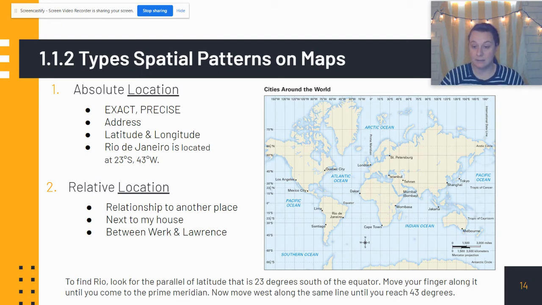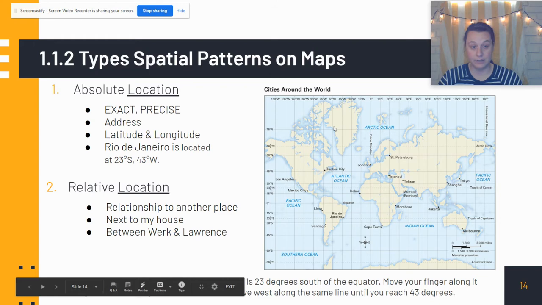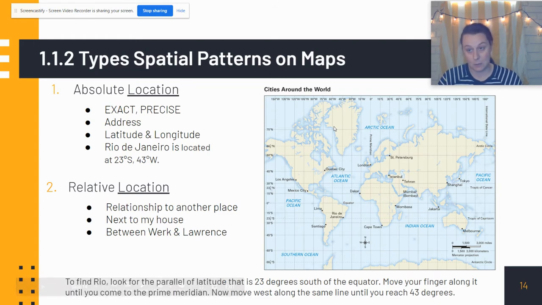So if you check out this map here, you can see all of, not all, but a lot of major cities represented. And using this global grid of latitude and longitude, I can find just about anywhere. And so, for example, if I look at Rio de Janeiro, right, it is found at 23 degrees south, right? This is latitude. So I find 23 degrees. I go all the way over. There's Rio de Janeiro. And it's also found at 43 degrees west.